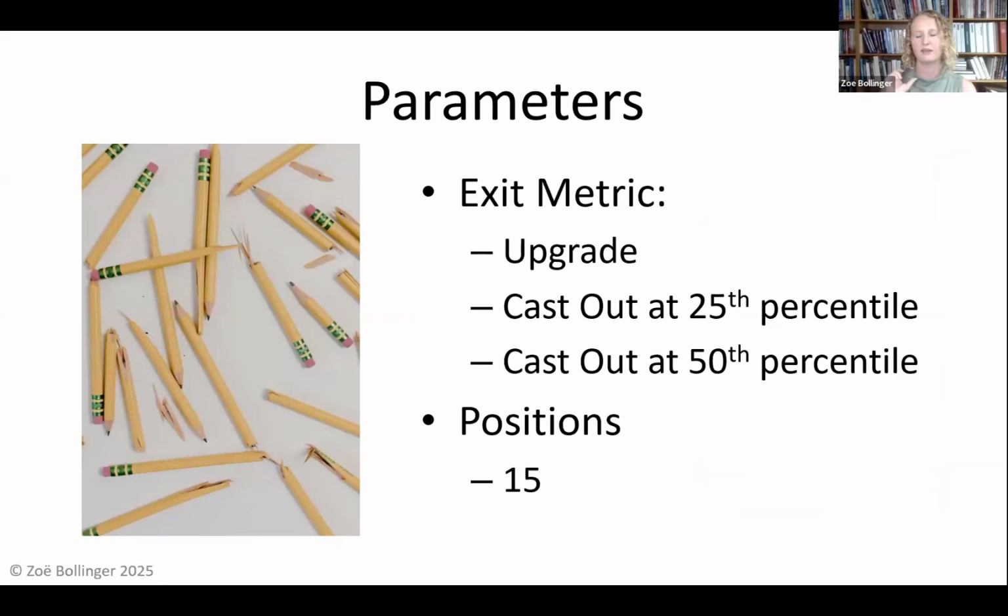The first is upgrade: every time you reevaluate, you hold the best, and the other two either cast out anything that falls below the 25th percentile, or cast out anything that falls below the 50th. It's nice with the Russell 1000, you get nice, even round numbers. So anything ranked 251st or down would get sold in the 25th percentile cast out, and anything ranked 501 or below would get cast out at the 50th percentile.